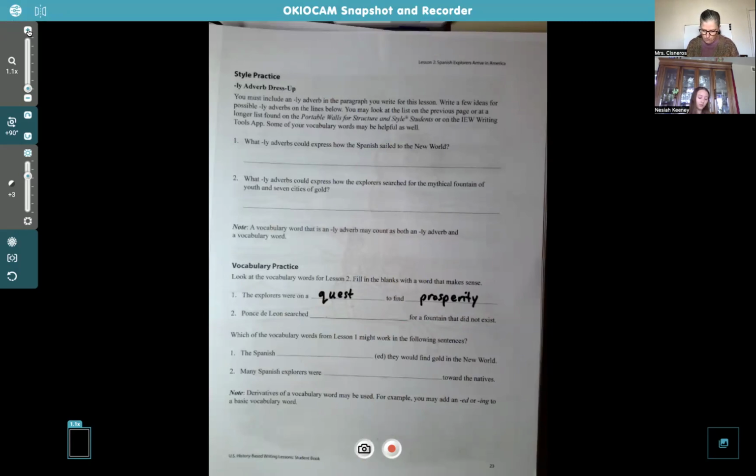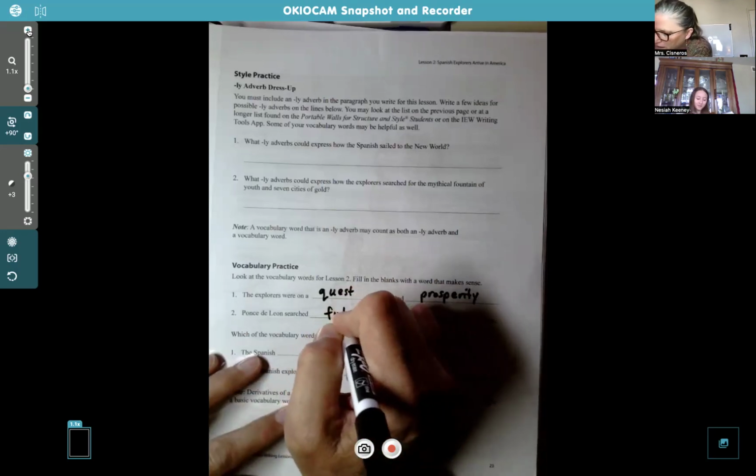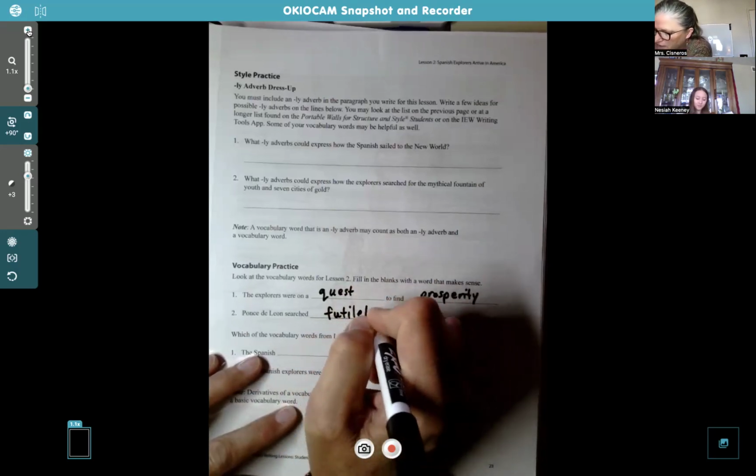Ponce de Leon searched for a fountain that did not exist. Zealously. Could be, but since it was a fountain that didn't exist, I mean, you could say zealously, futilely. I think that's what they're recommending for that one. Futilely.